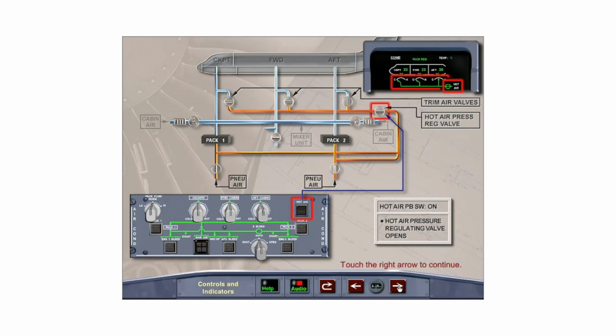The hot air push-button switch located on the air conditioning panel is normally in the on, lights out position. With the switch in the on position, the hot air pressure regulating valve opens and regulates hot air pressure to the trim air valves. With the hot air push-button switch selected off, the hot air pressure regulating valve and the trim air valves close.